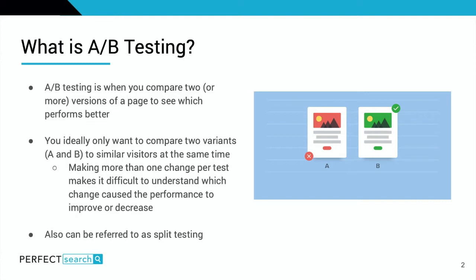Also, making more than one change per test can make it more difficult to understand which change caused the performance of the page to either improve or go down. And A/B testing sometimes is also known as split testing. So if you have heard it like that as well, that also means A/B testing.